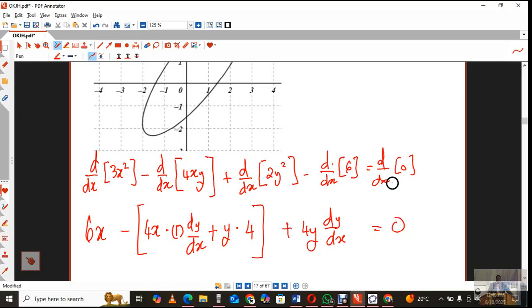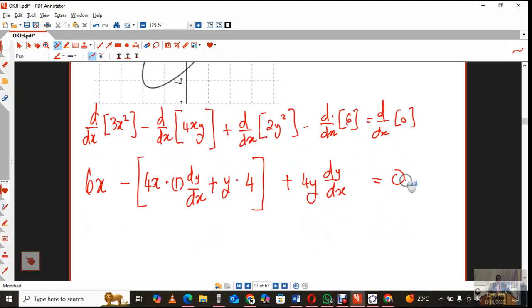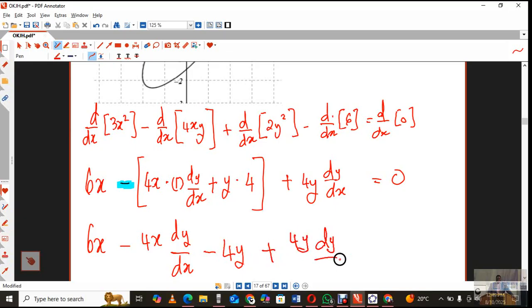So definitely no need for me to say minus 0. Good, let's just clean it up. So I've got 6x minus 4x dy dx. Just be careful of this negative. It kind of changes the sign when you do this negative distribution. Just be very careful here. Okay, it's going to change the sign of everything inside the bracket. So that negative and that one there becomes a negative 4y plus 4y dy dx is equal to 0.